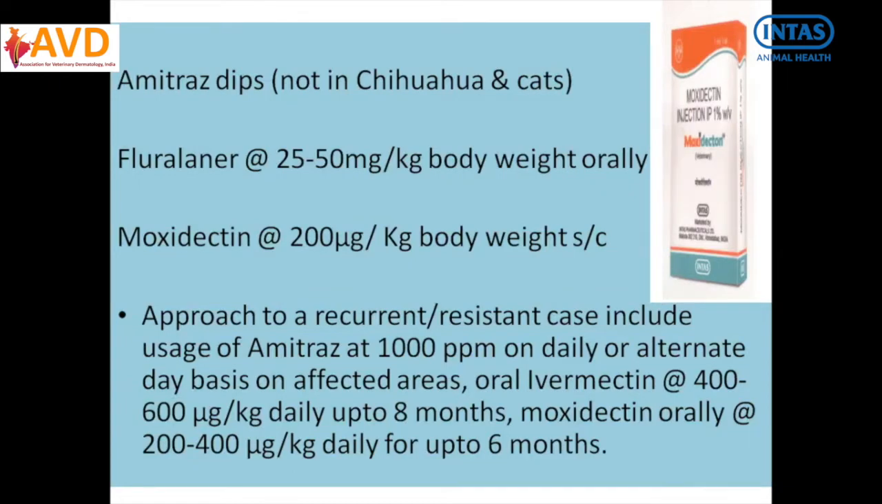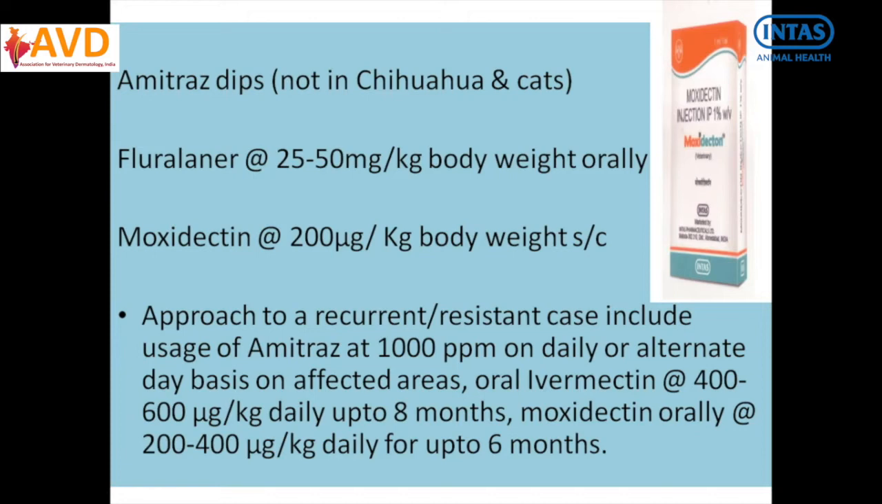Then sometimes the demodicosis won't respond in certain resistant cases, or sometimes it will recur very frequently. In such cases, you can use Amitraz at a higher dose. Usually you use Amitraz at a strength of 250 parts per million. But in such cases of recurrent or resistant cases, you can use it at a dose rate of 1000 parts per million on daily or alternate day basis on affected areas.